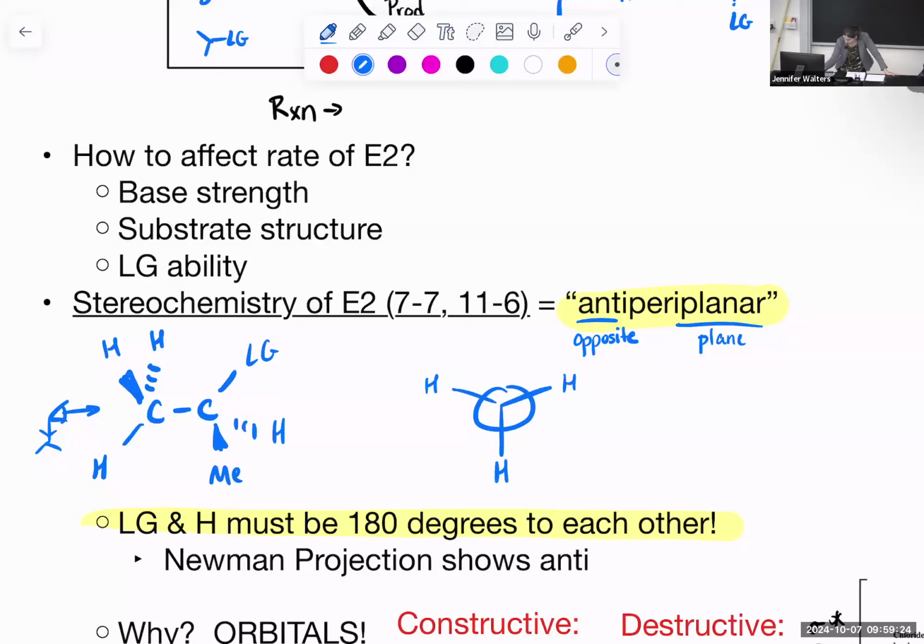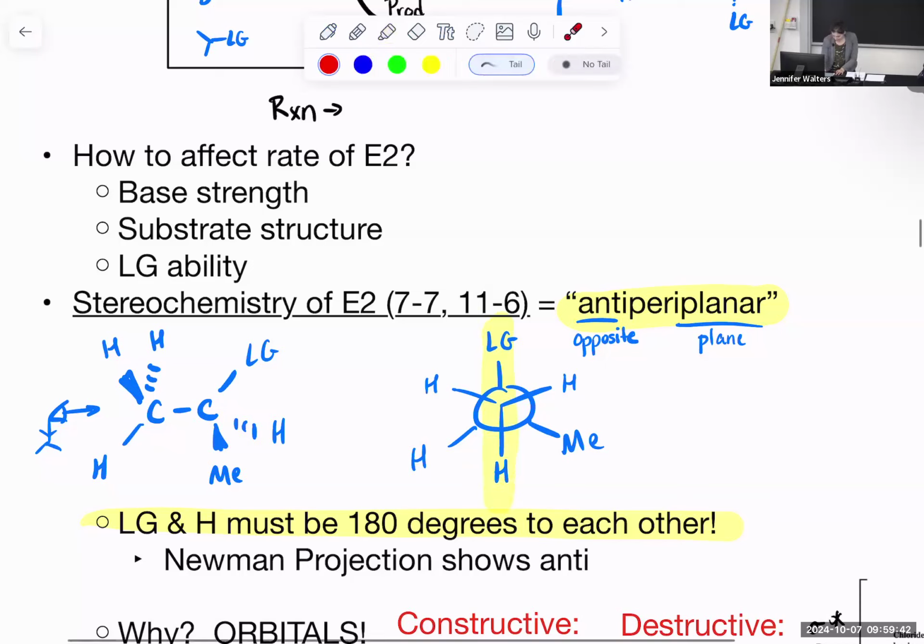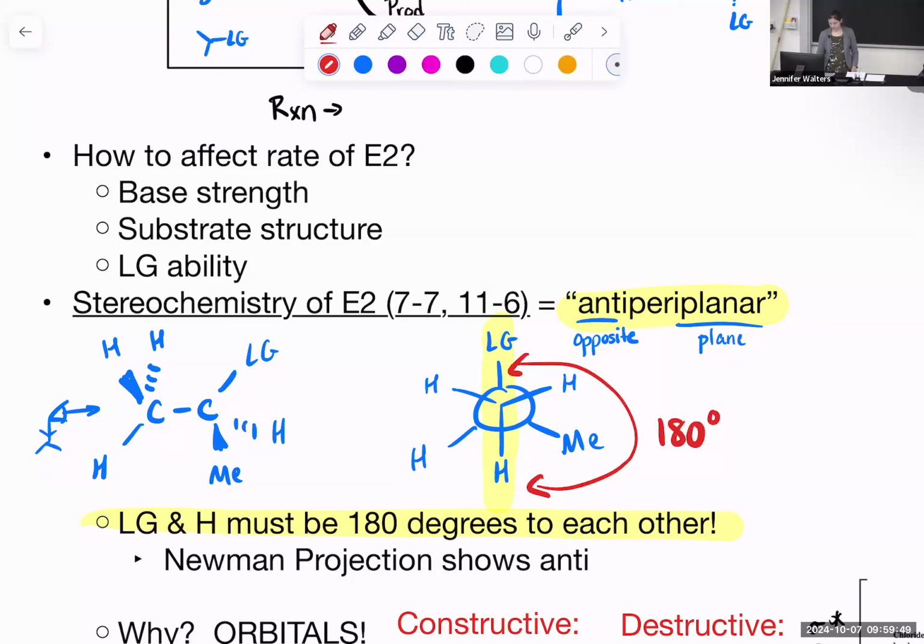I have 3 hydrogens on the front carbon. I have a leaving group going straight up on the back. My methyl is down to the right. Hydrogen is down to the left. So anti-periplanar is showing that I have this anti-alignment, that my leaving group and my hydrogen are 180 degrees from each other.